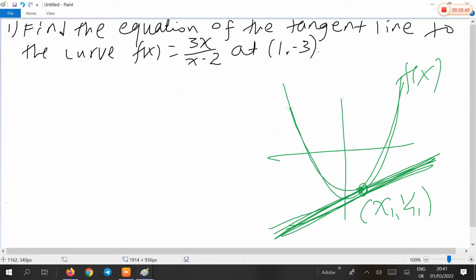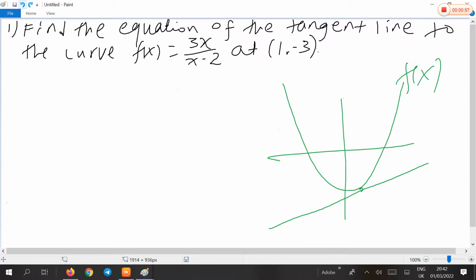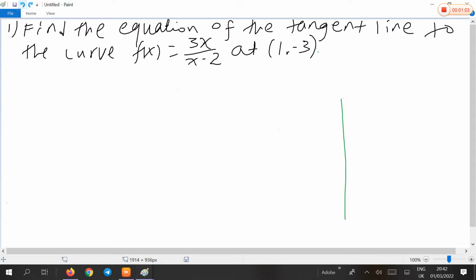so that we can find the equation of the tangent line using the formula (y minus y1) over (x minus x1) equals the slope of the tangent line. The slope of the tangent line is not given, so we have to find the slope of the tangent line using derivatives.